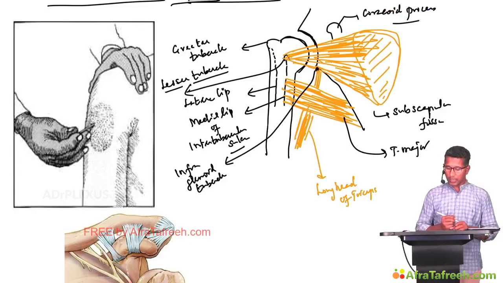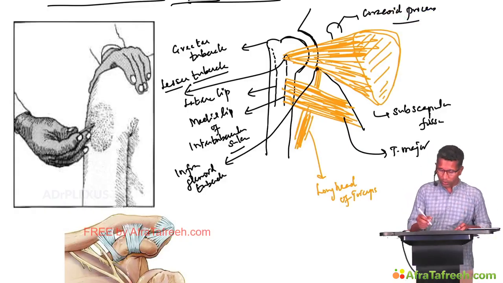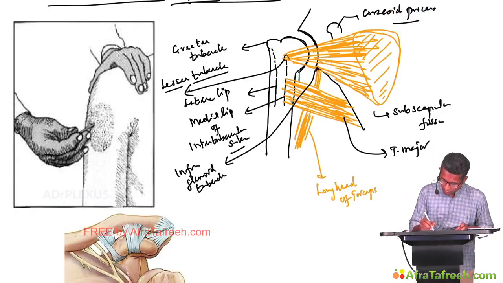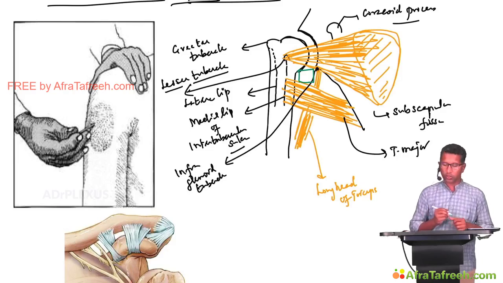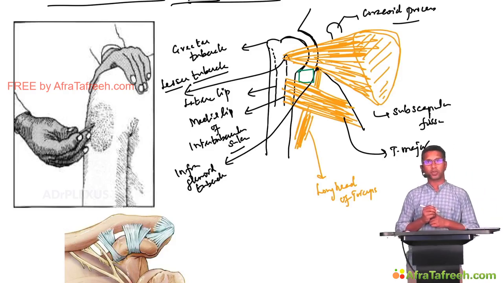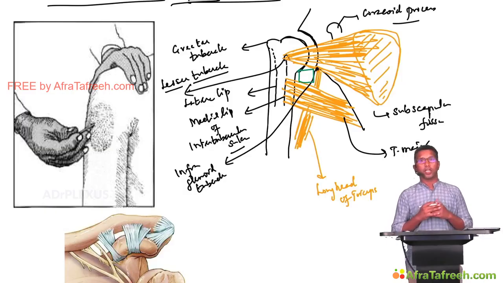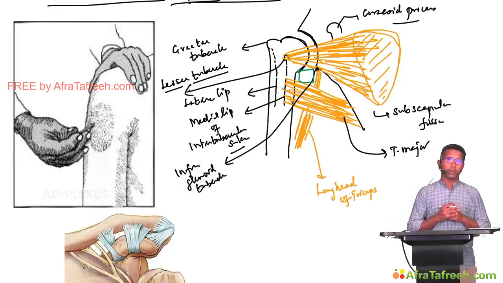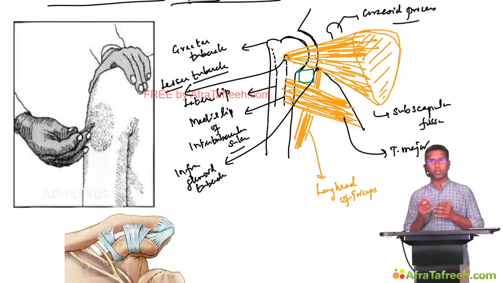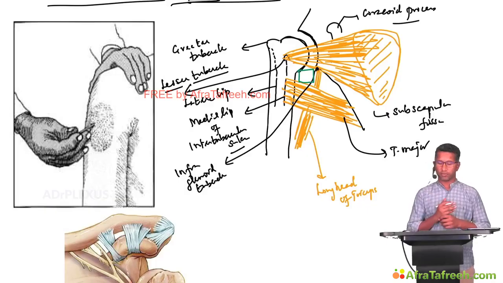Now if you see just below the shoulder joint you get a space which is quadrangular in shape. This space is called the quadrangular space. In order to understand the axillary nerve, you must understand the quadrangular space, then only you will be able to understand the axillary nerve very easily.